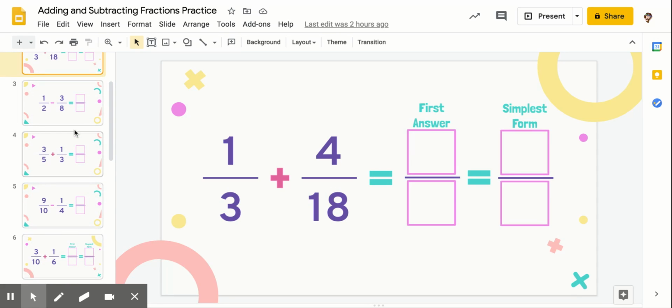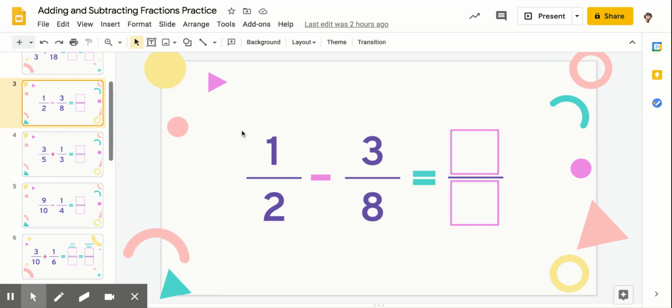Questions that do not need to be simplified will look like this, right? So 1/2 minus 3/8. When you find your common denominator and you find equivalent fractions and you subtract, your answer is going to go here. It will already be in simplest form. So you'll type your numerator and your denominator there.